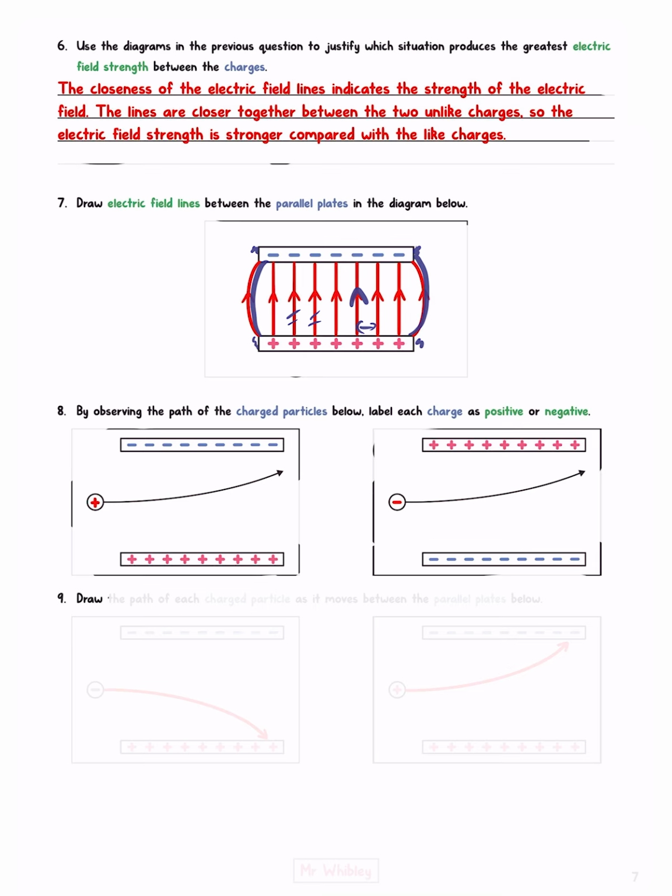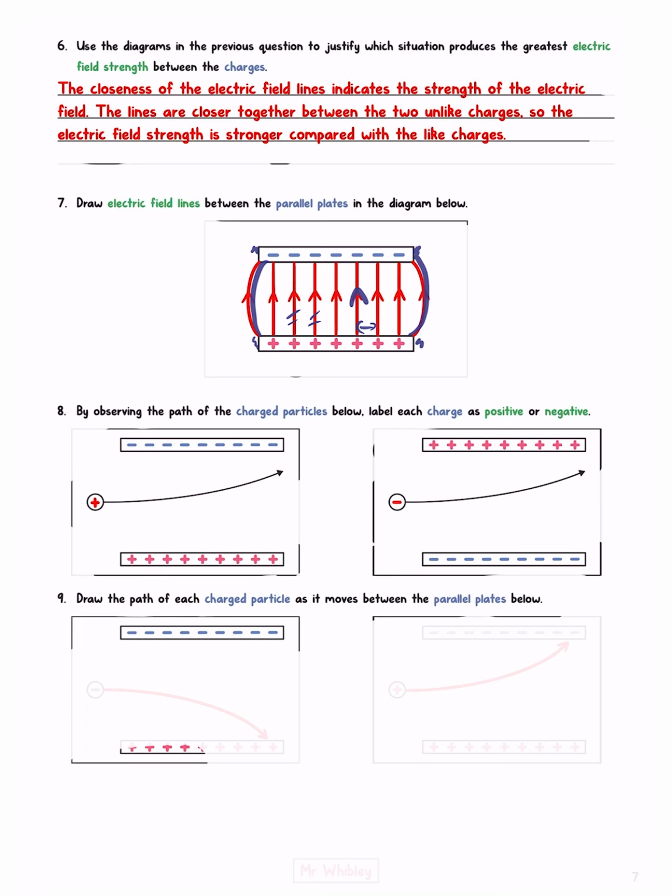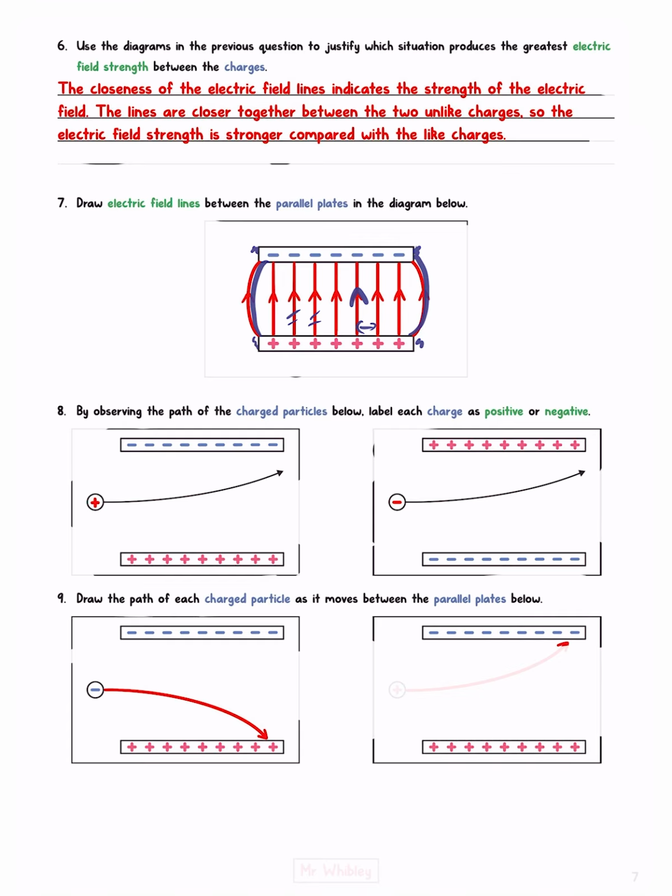Question 9. Draw the path of each charged particle as it moves between the parallel plates below. We have our negative and positive plate and a negative charge. The negative charge is going to be attracted to the positive plate, and so we're going to see it deviate in that direction. On our second diagram, we once again have our charged plates. We now have a positive charge, which because it's positive means it must attract to the negative, so we see it deviate in that direction.